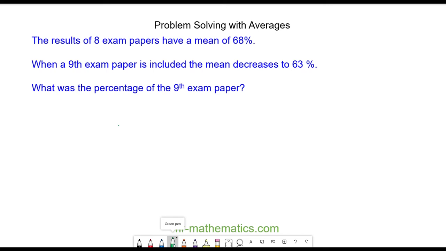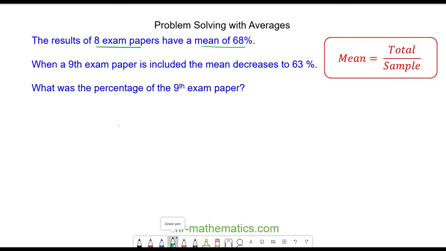In this question, 8 exam papers have a mean average of 68. And we know that the mean average is the total of the data divided by the sample size. So in this case, the total divided by 8 is equal to 68%. To find the total, we multiply both sides by 8, and this will cancel. So the total will be equal to 68 times 8, which is 544.